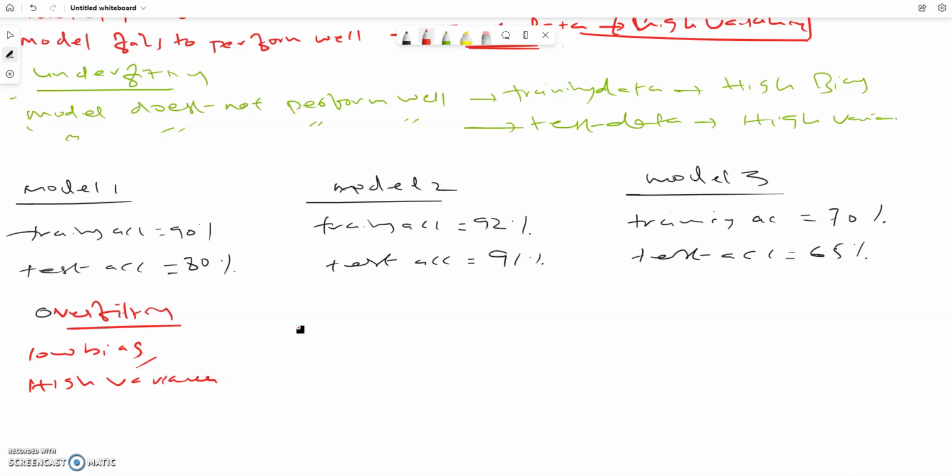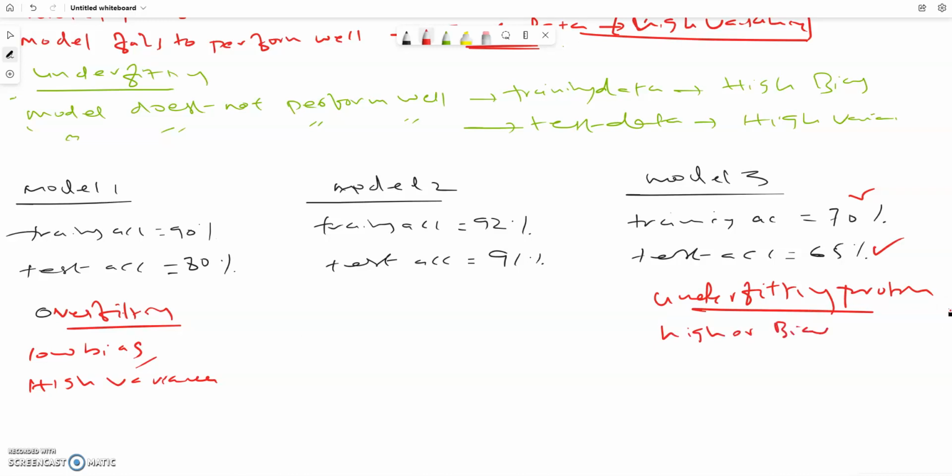In model 3, what is happening? Here we have training accuracy 70% and test accuracy 65%. Both are not performing well here. That means it is an underfitting problem. So in underfitting, what is happening? It will have higher bias and higher variance. So these both models are not actually good.